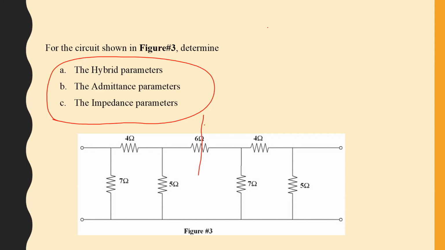So let's go to Mr. Dixon. Thank you, Mr. Beckford. Dixon, your thoughts? Well, sir, based off the network, it's a cascade network. How do you define a cascade network? Two ports, two networks are joined together, sir.